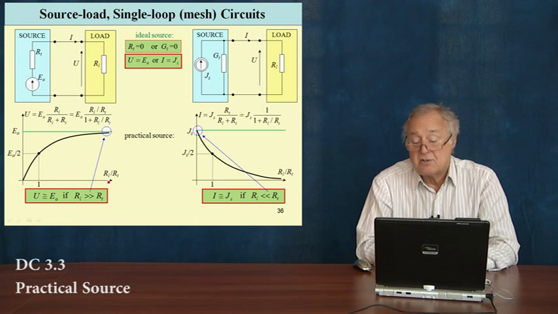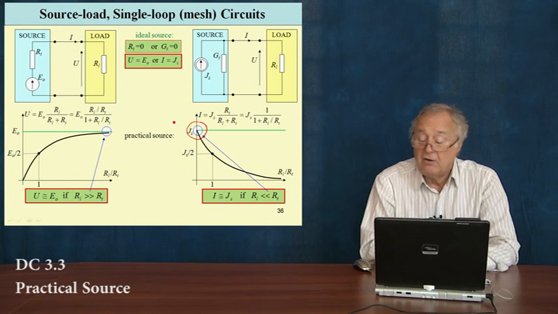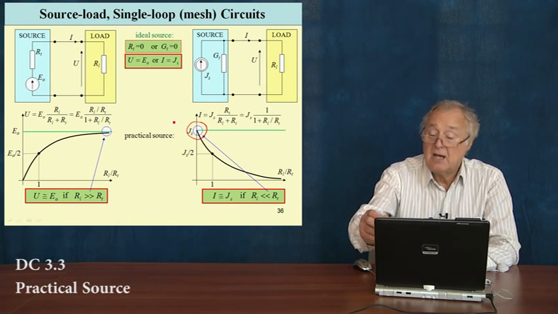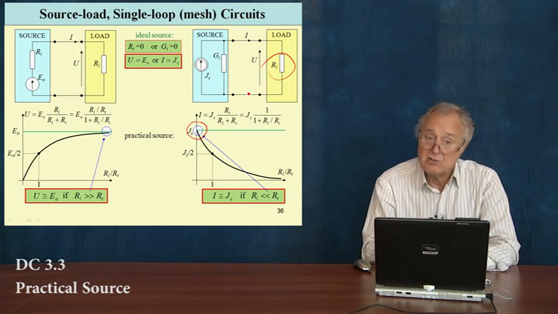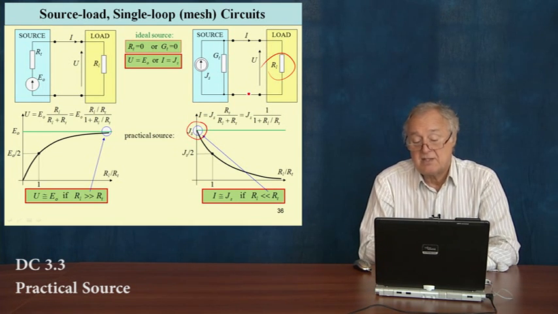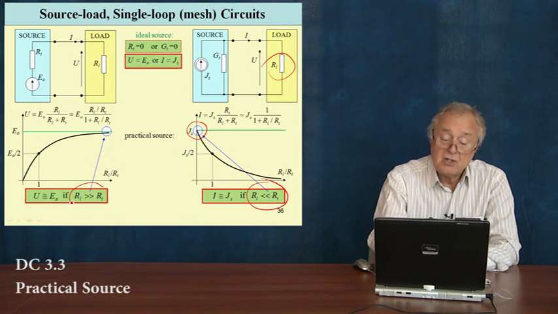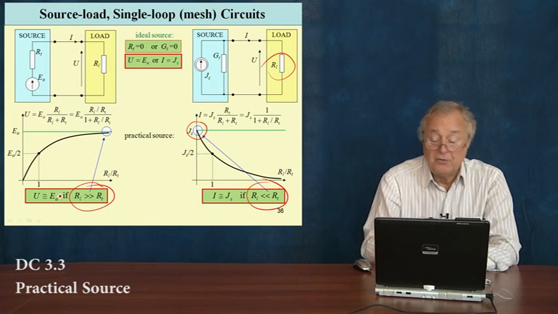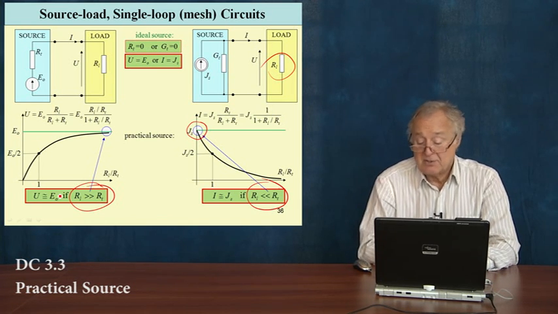And for a current source, very similar reasoning, only here for a very small ratio R sub L to R sub T, we have a current source. If R sub L is large, then simply we don't have a current source any more, I mean a source that forces a given current of J sub S through the load. This is the condition that should be satisfied for a source, a voltage source or current source, if you want this source to operate as it has been designed.